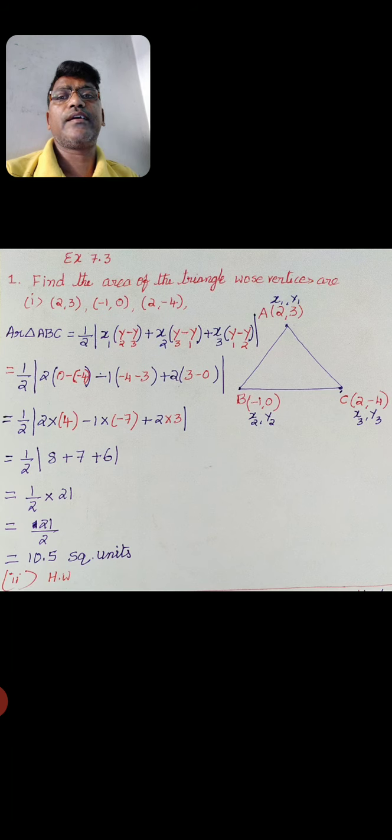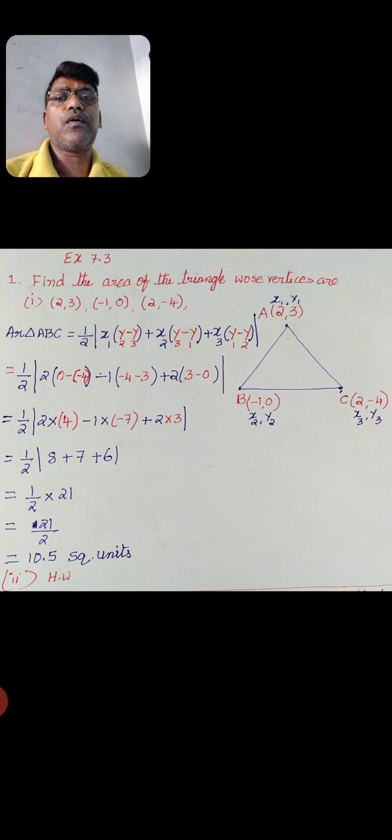So the area of triangle ABC equals 1 by 2, and there is a big line, which we call mod, because the area of a triangle must always be positive. To make it positive, we are taking the mod. If anything negative comes between the mod, at last we are going to make it positive. All minus will be made into positive. That is the use of this mod.